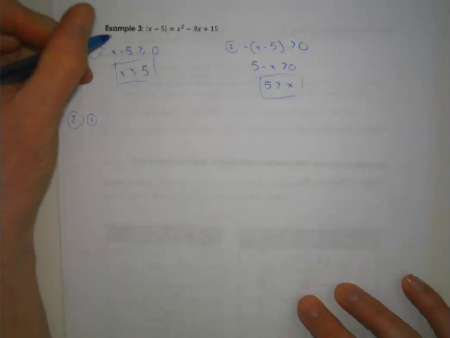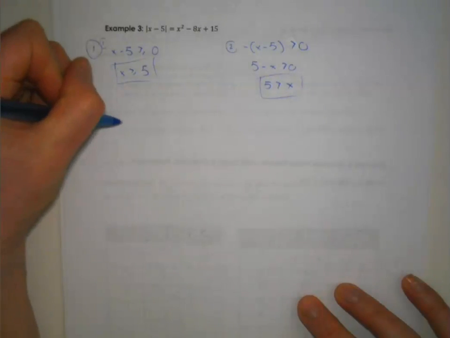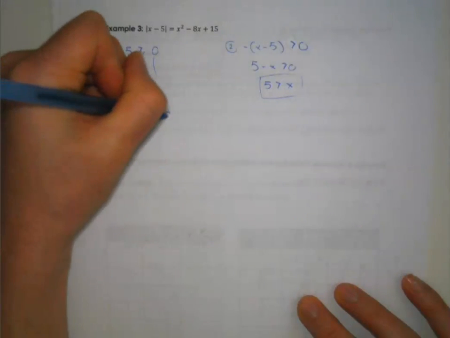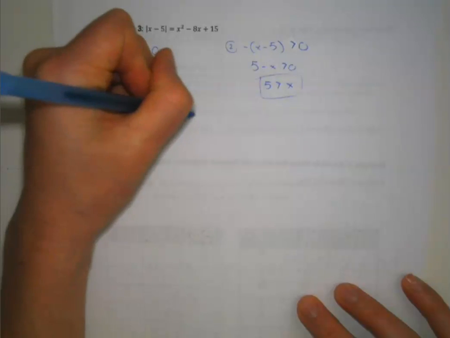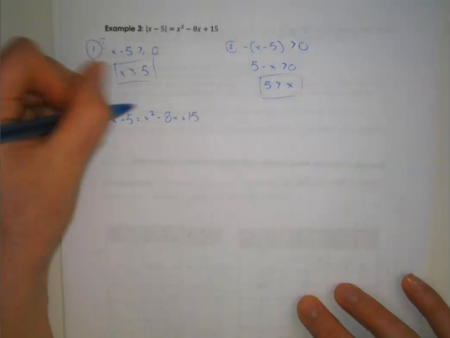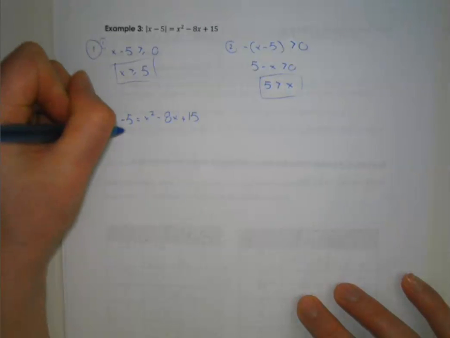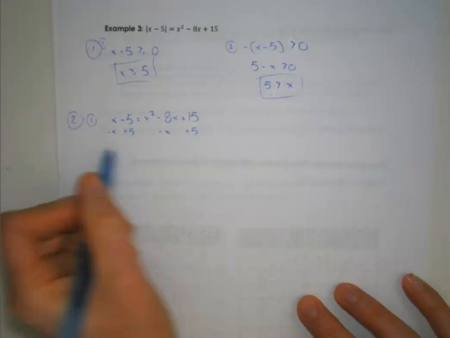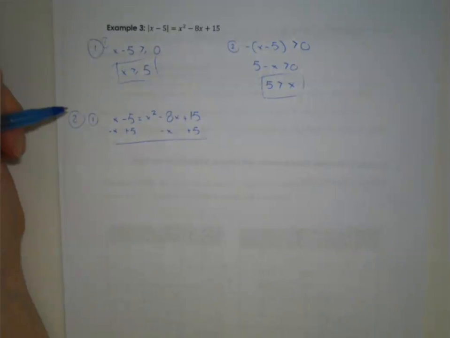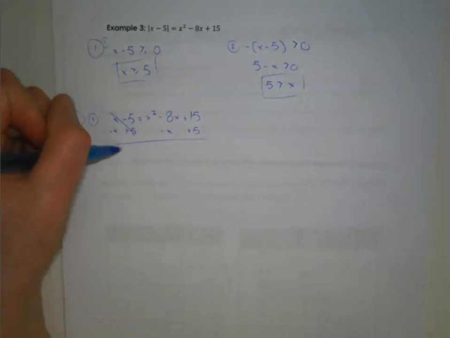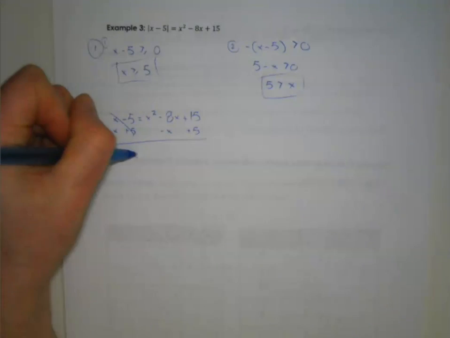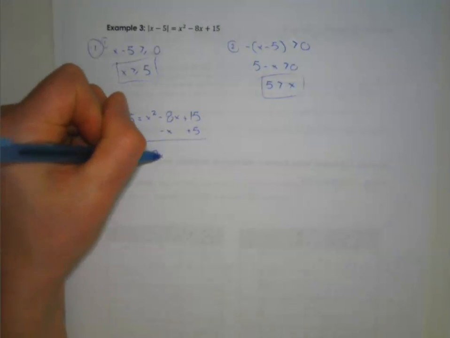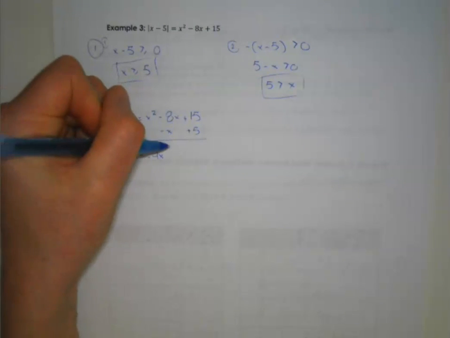So for case 1, it's going to be x minus 5 is equal to x squared minus 8x plus 15. We want to keep our positive x squared, so let's go minus x plus 5 from both sides. And so that's going to add up to 0 is equal to x squared. Negative 8x minus x gives us minus 9x. And 15 plus 5 gives us plus 20.